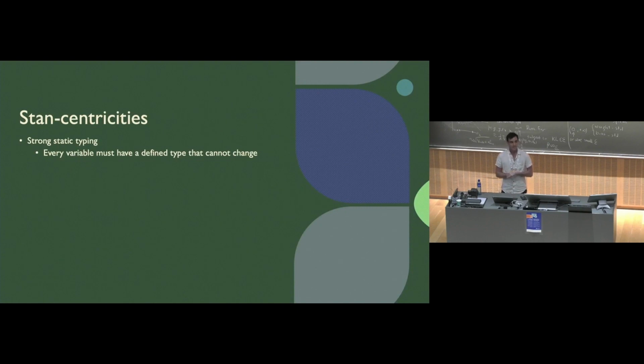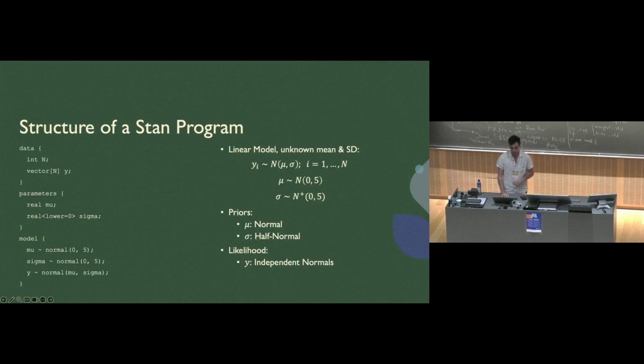One of them is this idea that Stan requires strong static typing. This means that every variable has to have a type, and after you've declared what a variable's type is, it cannot change. You can see here we've declared a continuous real, an integer, and a vector. Later in the program, we can't redeclare y as now being an integer. We can't change its type later on.